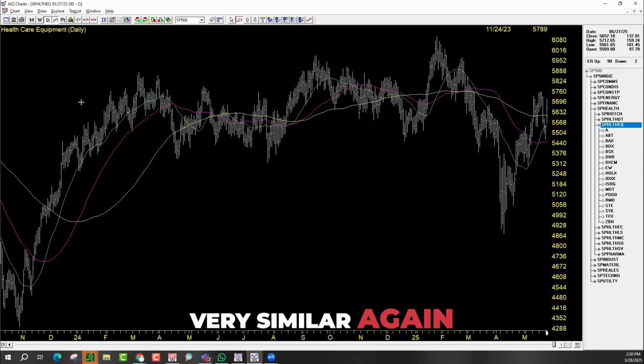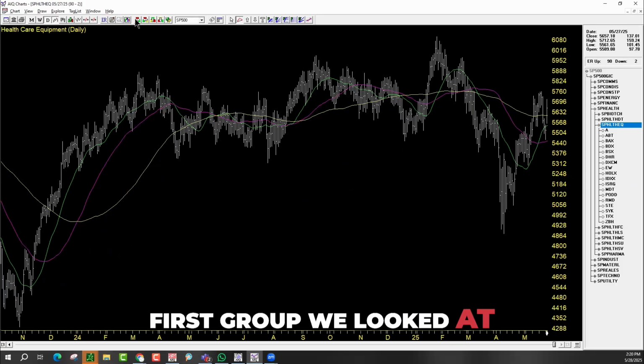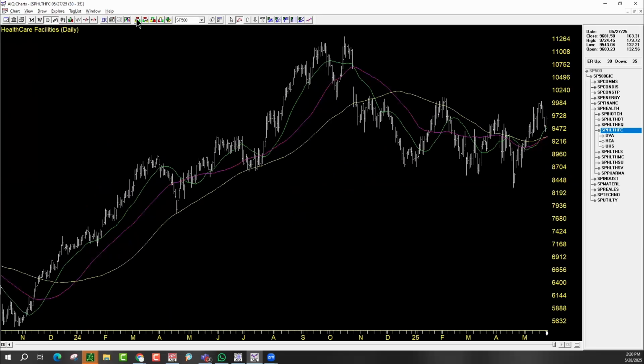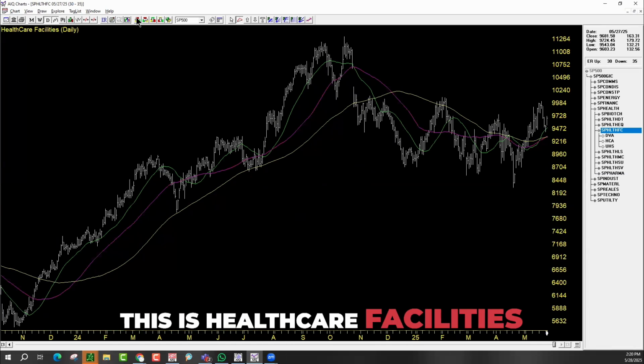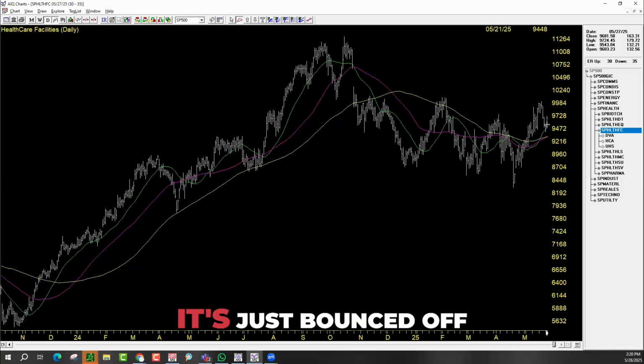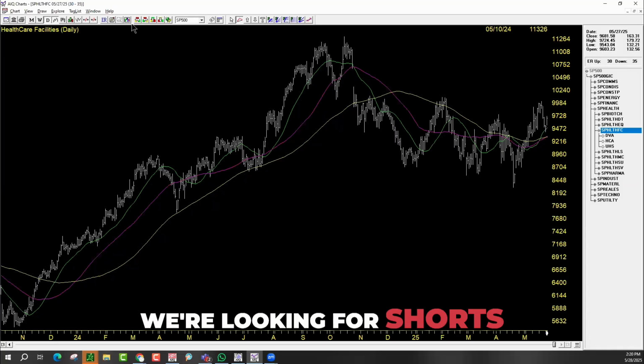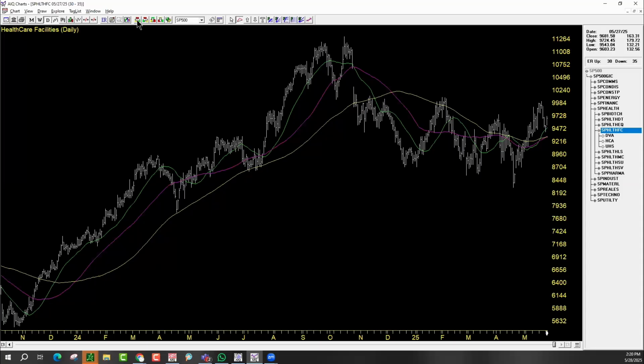So this one here is very similar again, healthcare equipment. Nothing exciting in there, not as good as that first group we looked at. Let's pop along to another one. This one's been moving more in a sideways fashion. This is healthcare facilities. And again, this one looks like the group has just bounced off the 21-day. So we're looking for shorts. We'll look at longs in a moment.